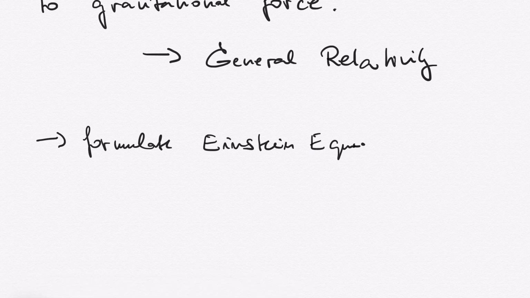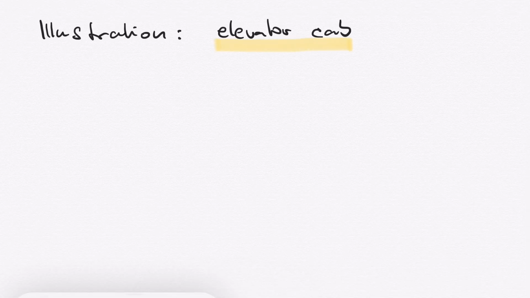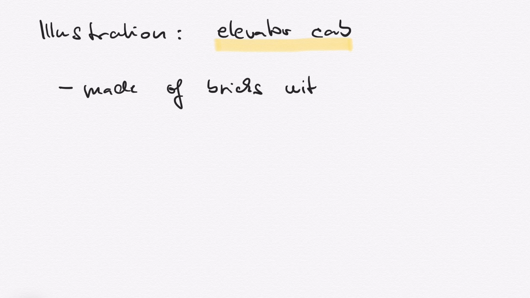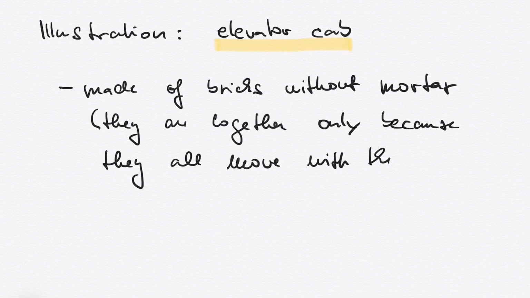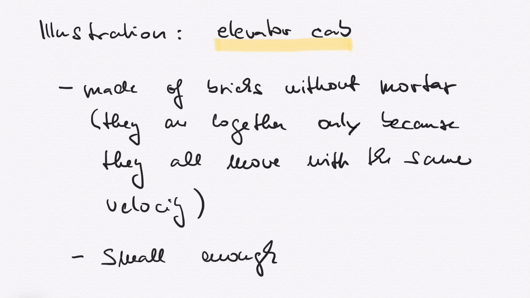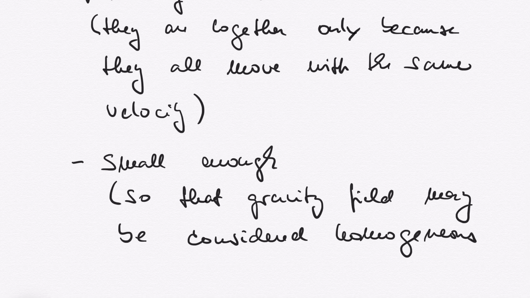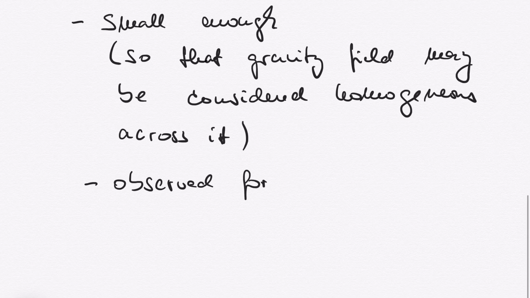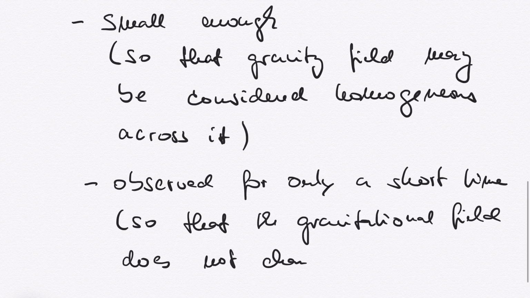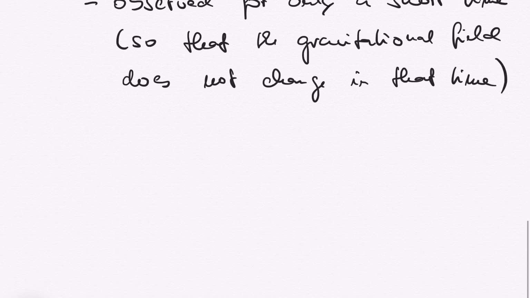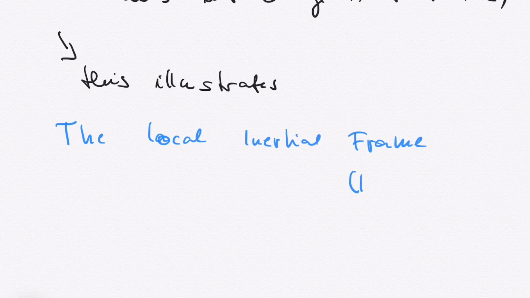We can formulate the Einstein equivalence principle, and that can be easily illustrated with an elevator cab. It's a special elevator cab. It's made of bricks, and they're put together without mortar, so they hold together only because they move with the same velocity, not because they would be glued together. It's small enough, which is important because the gravity across this cab is everywhere homogeneous. And it's observed only for a short period of time, so the gravitational field does not change during that time. This illustrates what is called the local inertial frame.